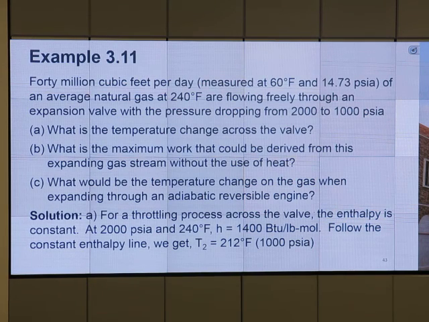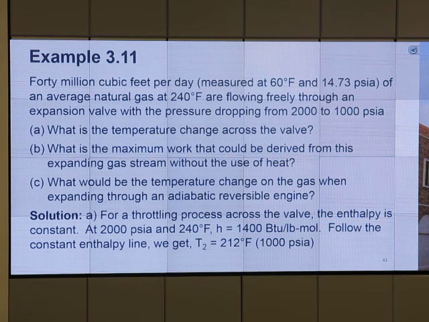Okay. More example. You don't want to do example. You want to do the quiz, right? Okay. Example is good. Okay, let's do a little bit more example. So this time we have 40 million cubic foot per day.